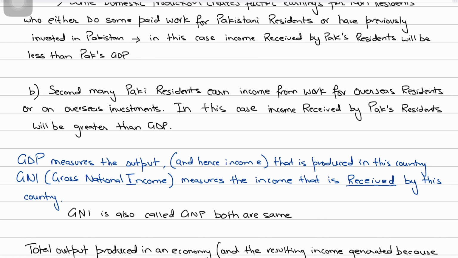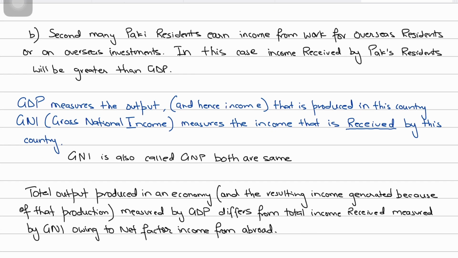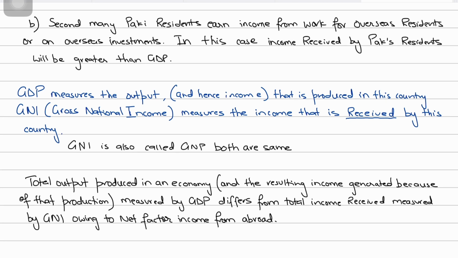So the income that is received by Pakistani residents in this case is much greater than the GDP that would be generated or the output in Pakistan, because all that income is not really generated or produced in Pakistan, but then it's actually received in Pakistan. So since it is received in Pakistan, it will be included in the GNI, but not in the GDP. So if we have the GDP right now in front of us, then we need to add that income, right?